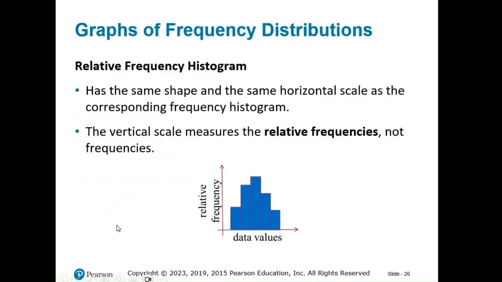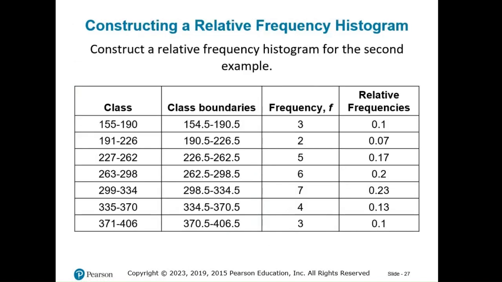Another graphical representation is a relative frequency histogram. It has the same shape and same horizontal scale as the corresponding frequency histogram. The only difference is that the vertical scale measures relative frequencies, not frequencies. Let's create a relative frequency histogram for the cell phone data we've been working with. Since we've already found relative frequencies for each class, we simply use those numbers as the vertical scale. You can either use midpoints or the class boundaries as your scale on the horizontal axis.